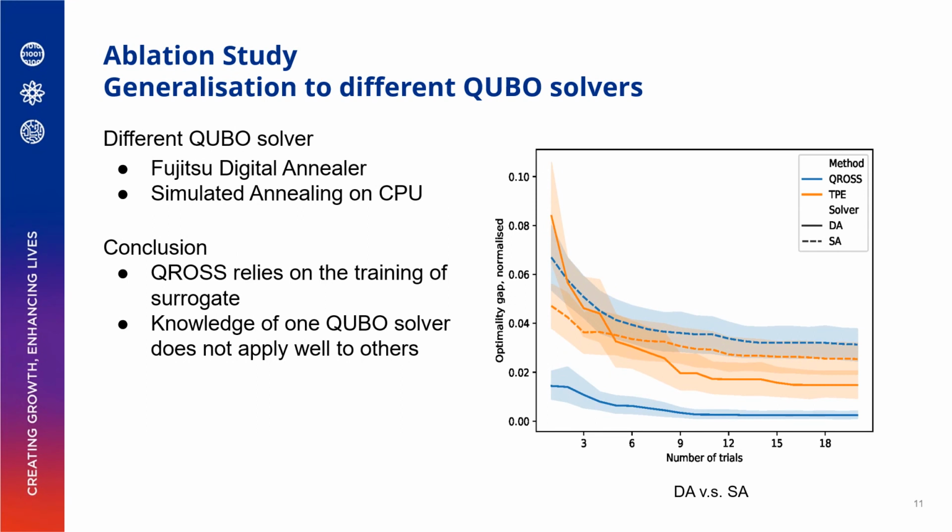We also carry out Ablation Study. We use Fujitsu digital annealer for training the surrogate and use simulated annealing for the evaluation of these methods. The figure shows the performance of QROSS and TPE on our synthetic dataset. The blue dashed line is the QROSS method that is trained with DA but evaluated with SA. It is mostly above the curve for TPE method with SA solvers, which is the orange dashed line. This suggests that the knowledge with DA cannot apply to other QUBO solvers very well.